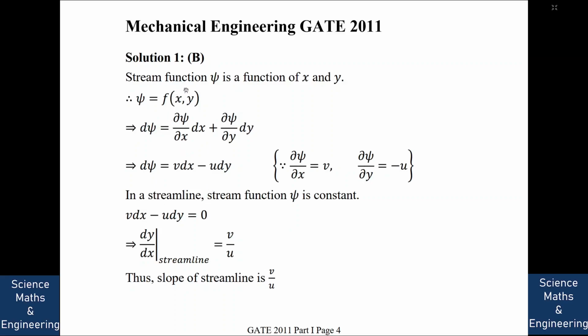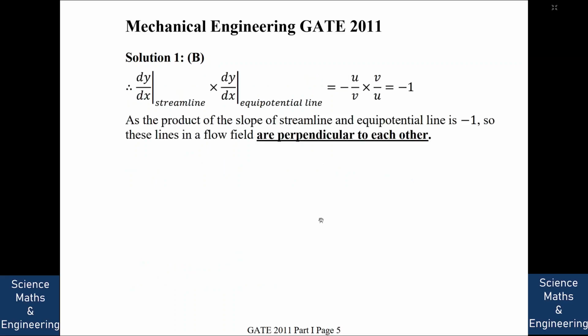Now psi is again a function of x and y. So d psi is equal to v dx minus u dy. From here we get dy by dx for a streamline is v by u. That is again the slope of the streamline. So if we multiply both these slopes, that is dy by dx for a streamline into dy by dx for the equipotential line, then we get minus 1.